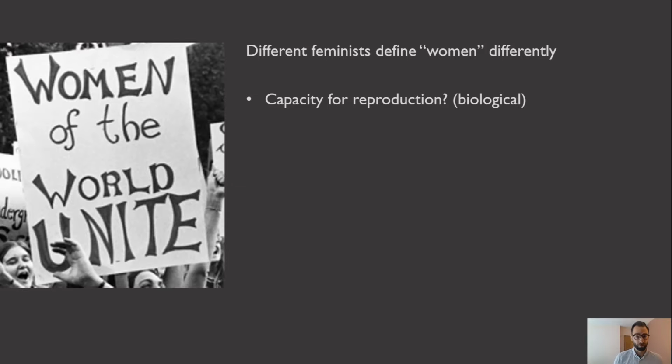And you can understand why this would be an important category, especially because of the ways in which governmental powers sapped the rights of women, or cis women, to have rights over their reproductive capabilities.